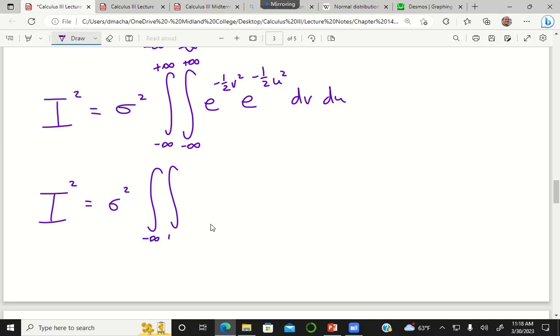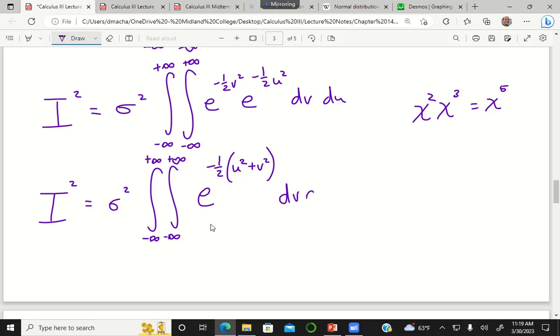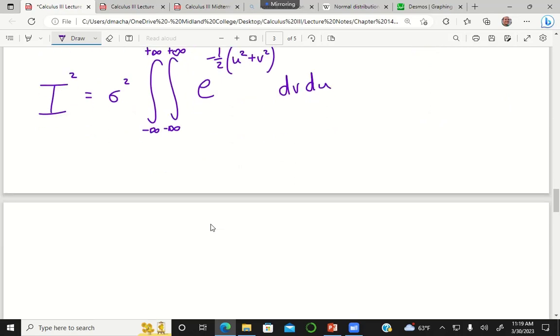There's a certain property of exponents that says if I'm multiplying two exponents with the same base, I could just add their exponents, right? So that would be the same as x squared times x cubed being x to the 5th, for example. Okay, so that means I've got the same base, so this could just be e to the power negative half v squared plus negative half u squared, and I could factor out the 1/2, and I would get u squared plus v squared, dv du. Okay. So far, so good.